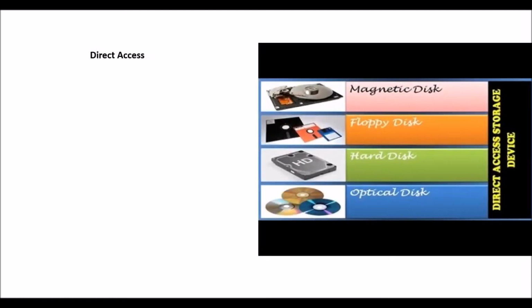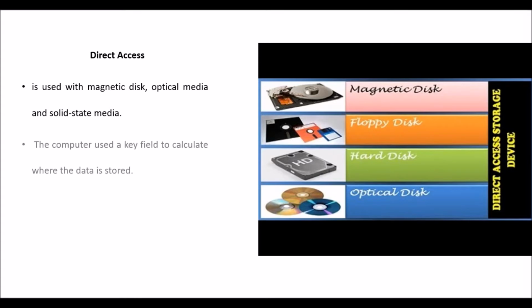Then another type of data access we have is what we call direct access, and any other thing is direct access. Either it is a CD, a hard disk, a floppy disk, a magnetic disk, a pen drive, or a memory card, whatever it is, any other thing is direct access. The reason we call them direct access is that they are used in magnetic disk, optical media as well as solid state media. The computer uses a key field to calculate where the data is stored. It is used in real-time systems or online systems as well.